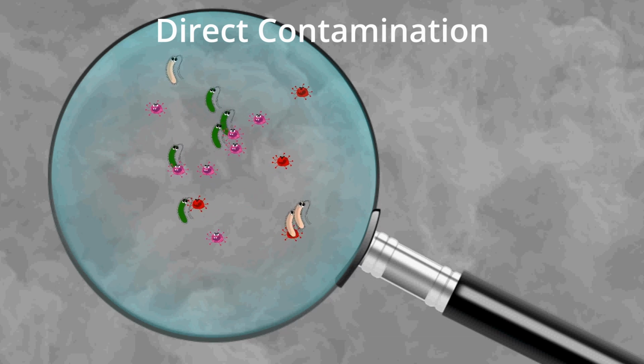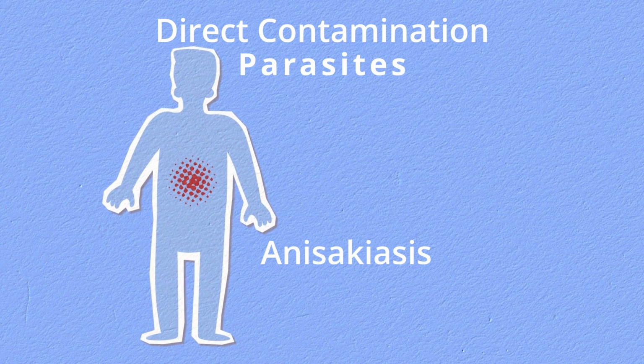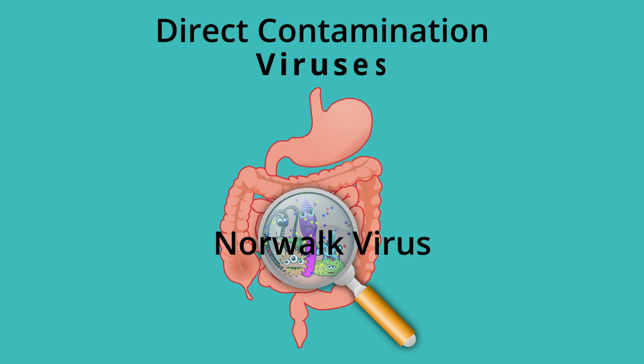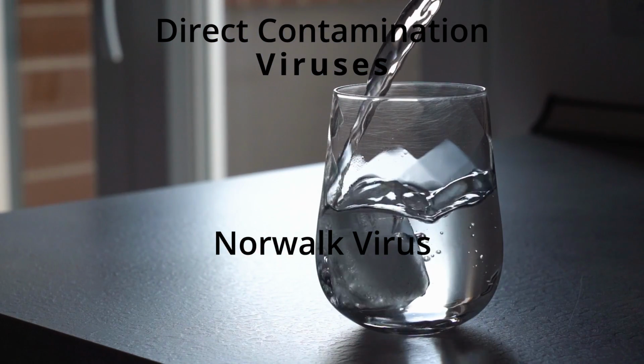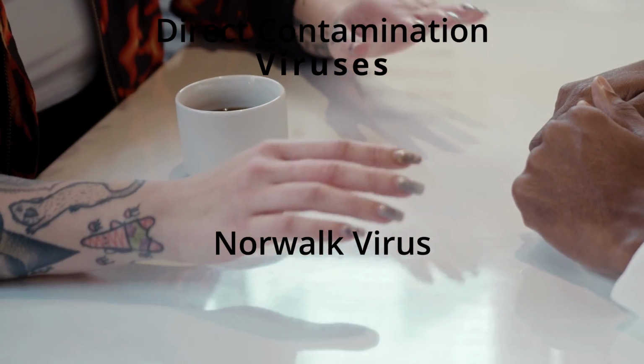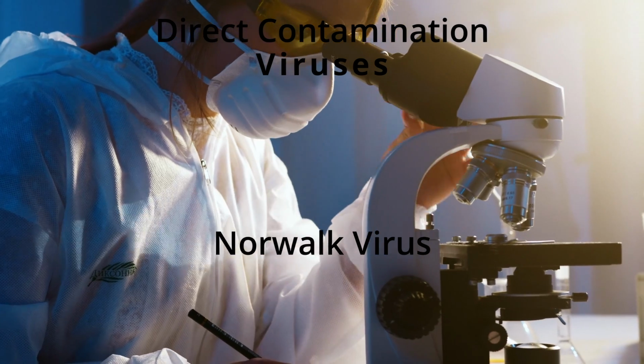Another form of direct contamination includes parasites, and the main one to be concerned about is the Anisakis parasite, which is an intestinal worm. There are viruses, such as the Norwalk virus, which is an acute gastrointestinal illness caused from tainted water or food, or person-to-person contact, or even simply by touching contaminated surfaces. Norwalk virus is the leading cause of foodborne illnesses coming from the kitchen.